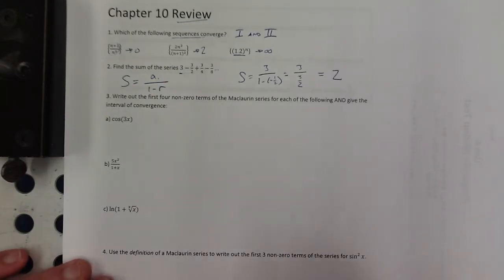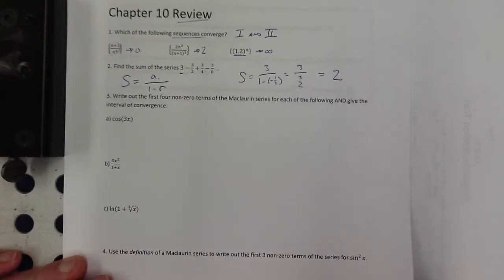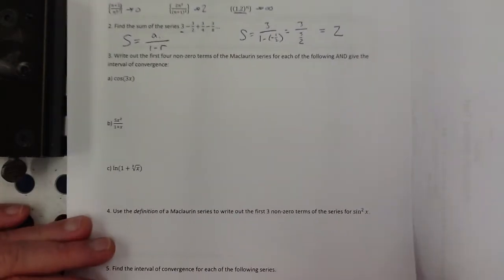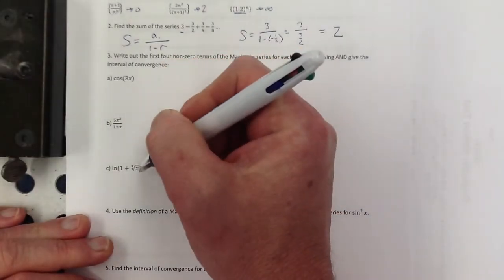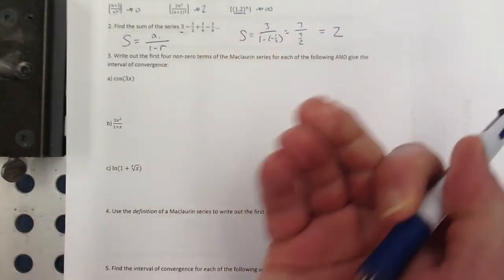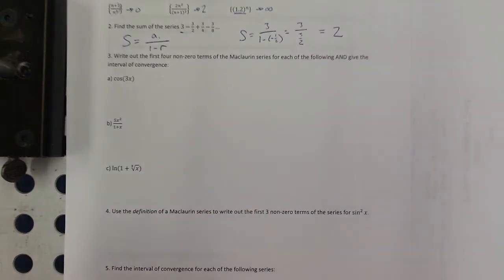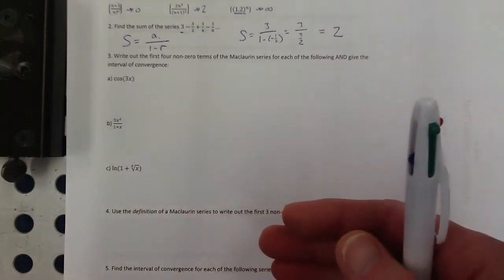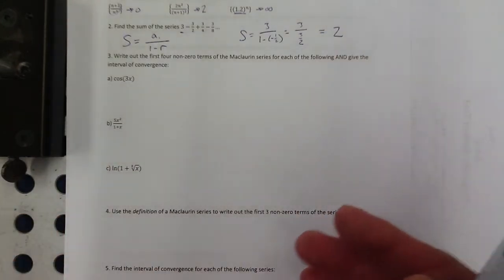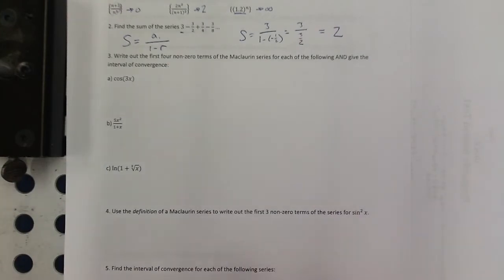All right. Write out the first 4 non-zero terms of the Maclaurin series and give the interval of convergence. So these problems are about, well, let's take a step back and think about what are the different ways that you know to write a series. Of course, there's the from scratch method where you actually find all the derivatives and then use the recipe for a series. That always works, but there are shortcuts.